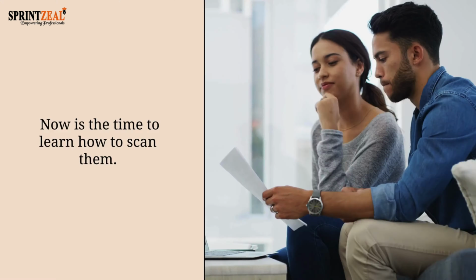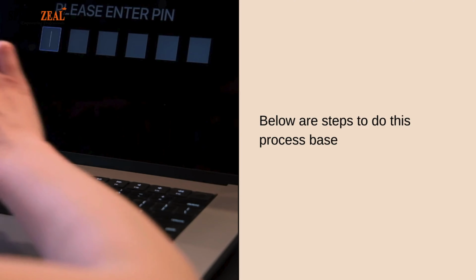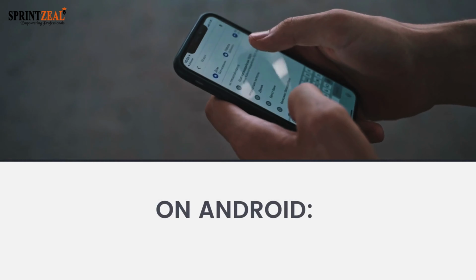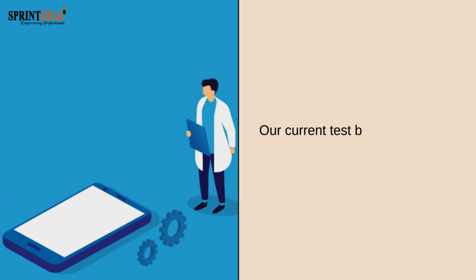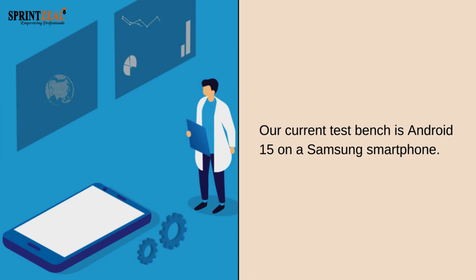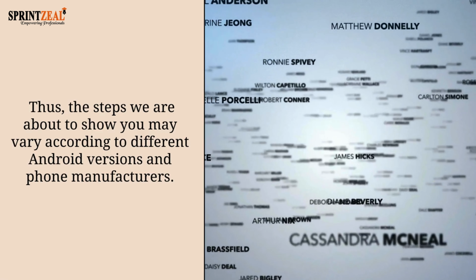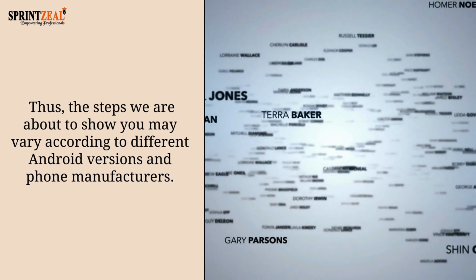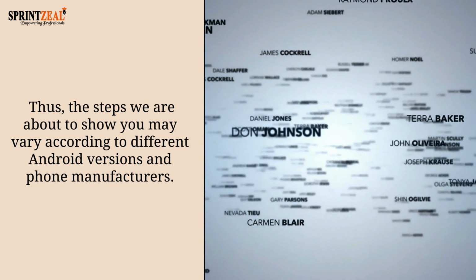1. Through smartphones. In 2025, modern smartphones have the intrinsic capabilities to scan QR codes without the need to download and install any applications. Below are steps to do this process based on two distinct mobile operating systems. On Android, our current test bench is Android 15 on a Samsung smartphone. Thus, the steps we are about to show you may vary according to different Android versions and phone manufacturers.